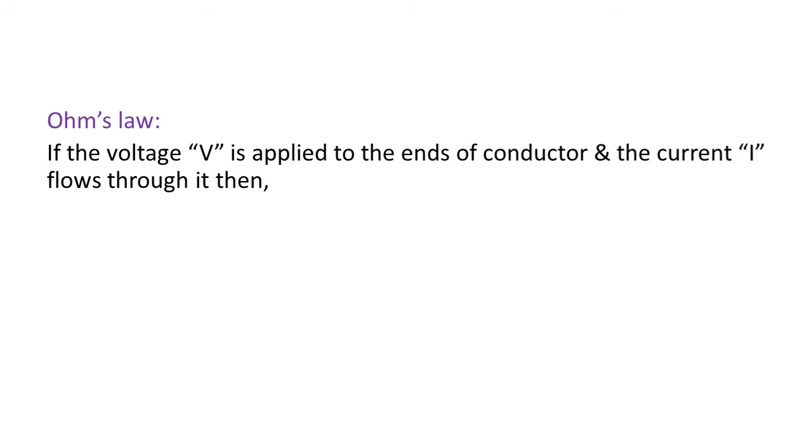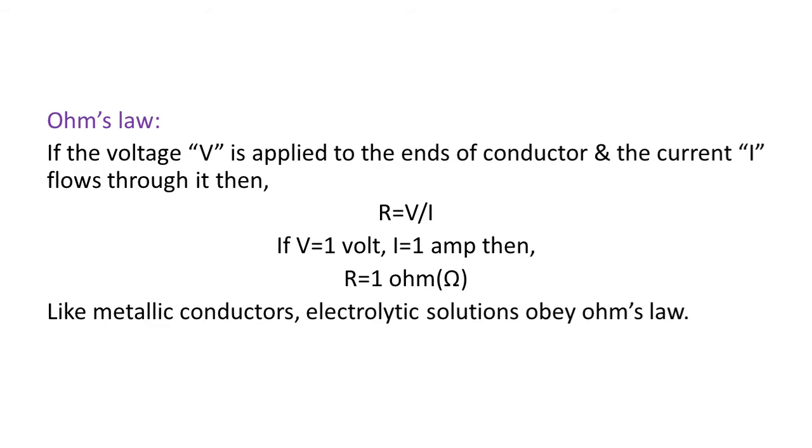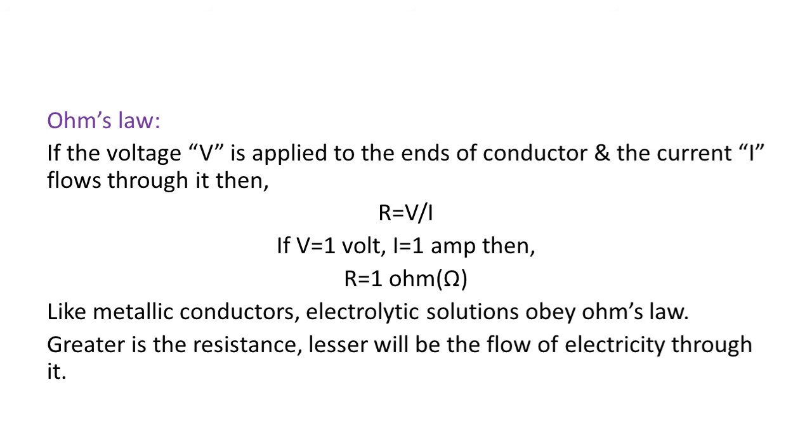As you know, the hindrance provided by a solution to the passage of current is called resistance, and every substance offers resistance to the flow of electricity to some extent. This resistance is calculated by Ohm's law. It states that if the voltage V is applied to the ends of a conductor and the current I flows through it, then R equals V upon I. If V is equal to 1 volt and the current is 1 ampere, then the resistance is 1 ohm.